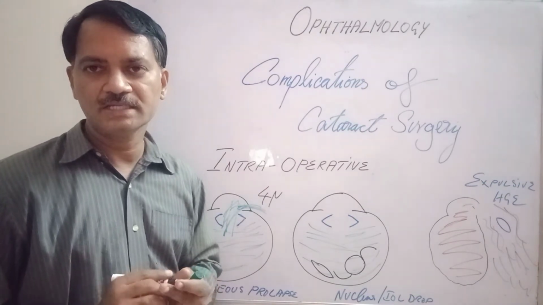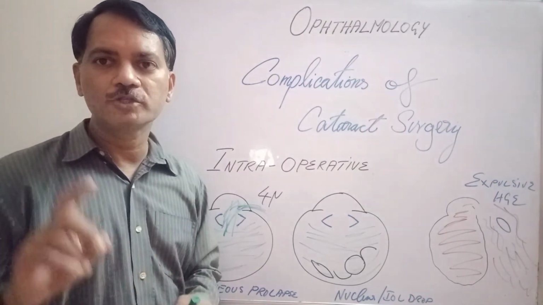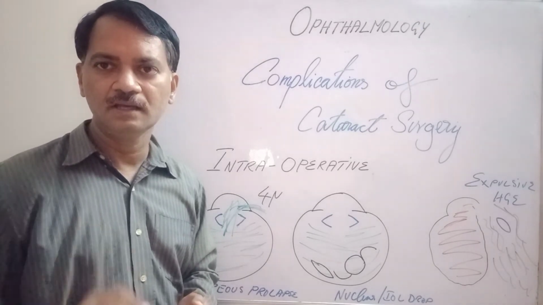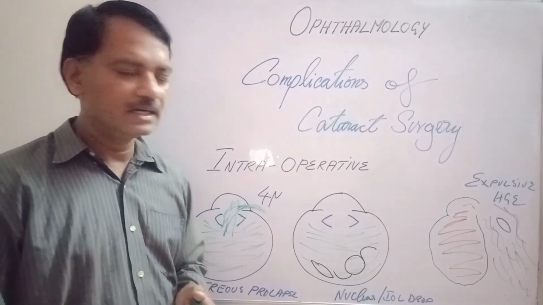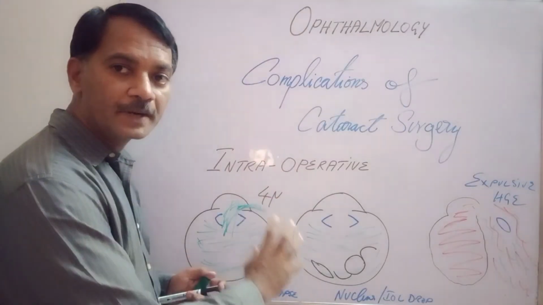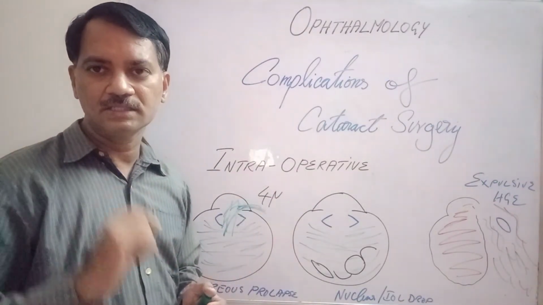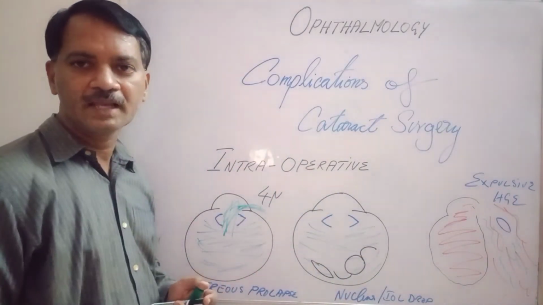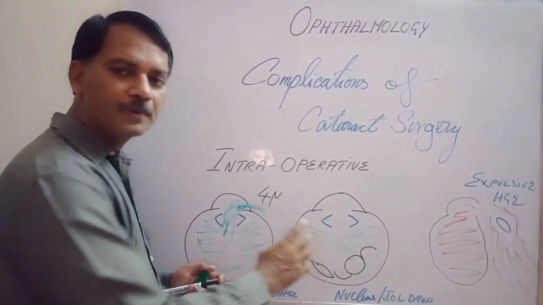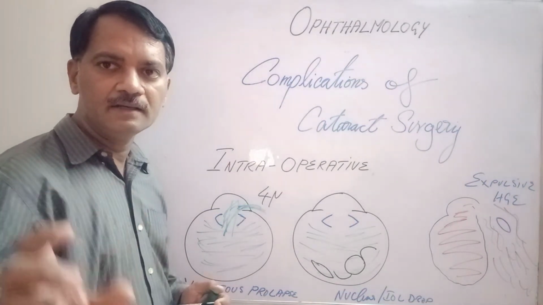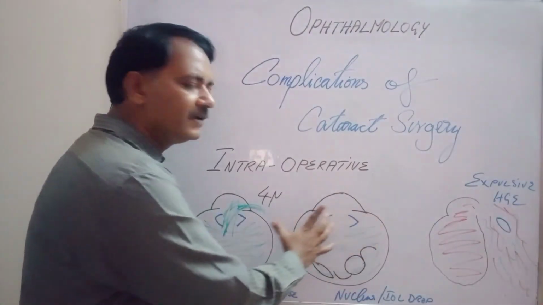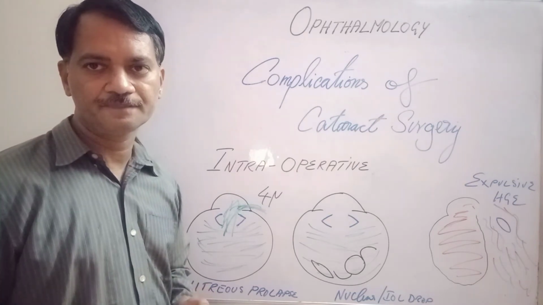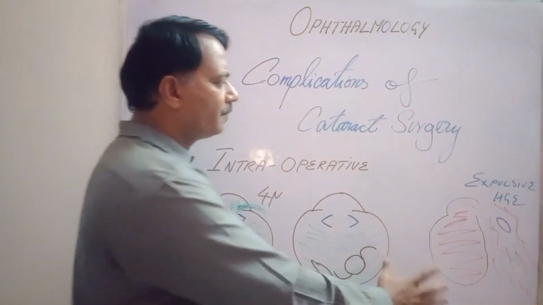If such situations occur, we should not proceed further with the surgery. We have to stop the surgery, and such an eye has to be operated on by the vitreoretinal surgeon, who should do a thorough vitrectomy and remove this dropped nucleus or IOL. Then they can place a scleral fixated IOL or an iris claw lens.